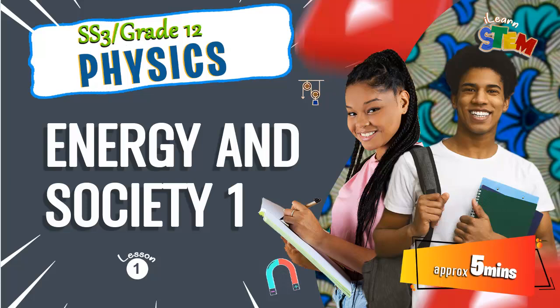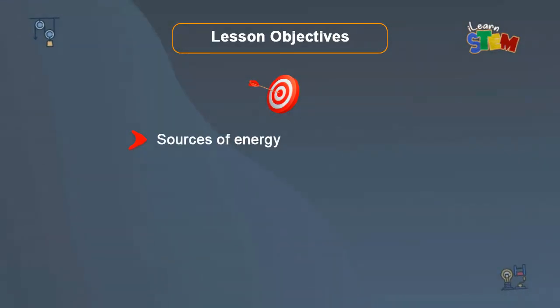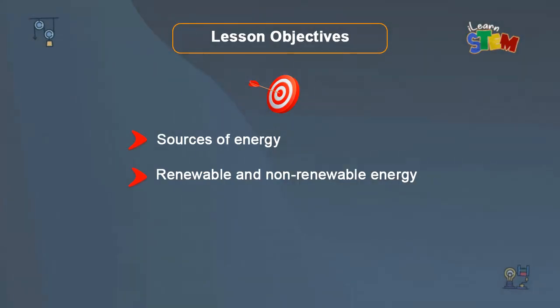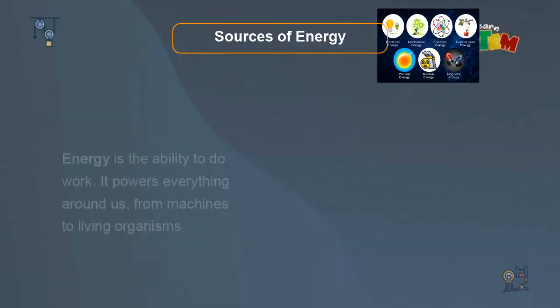Our first topic today is energy and society. This lesson will only take you 5 minutes. Let us see what we have to learn today. By the end of this lesson, we would learn the following: sources of energy, renewable and non-renewable energy, uses of energy. Before we proceed with sources of energy, what is energy?